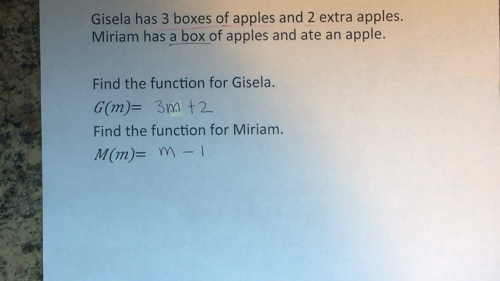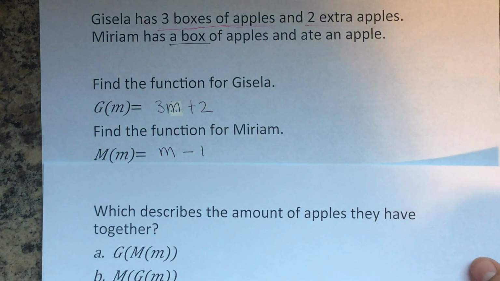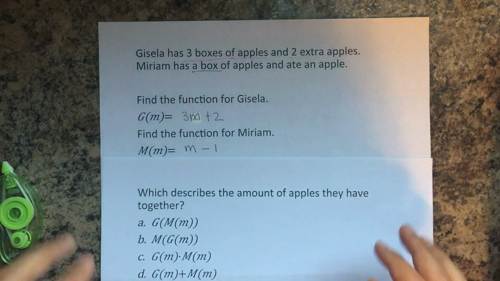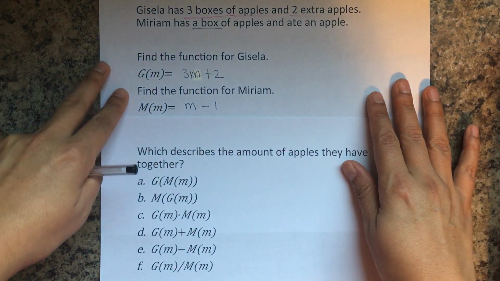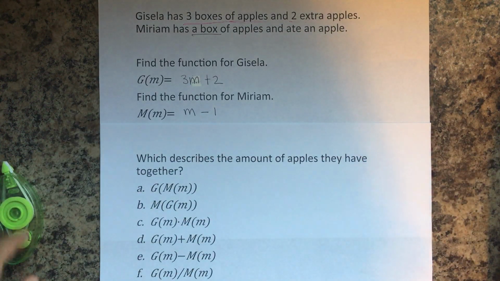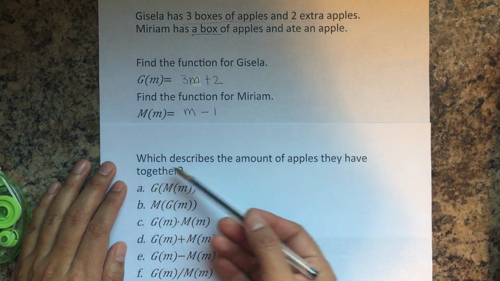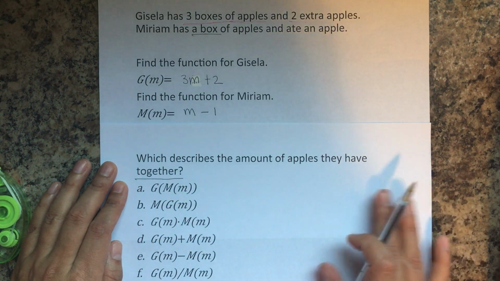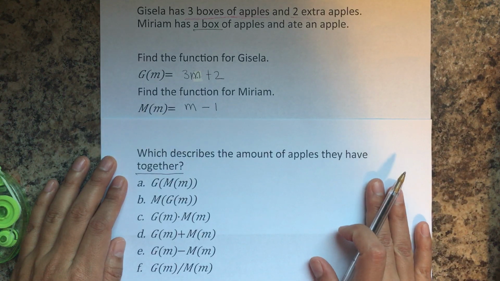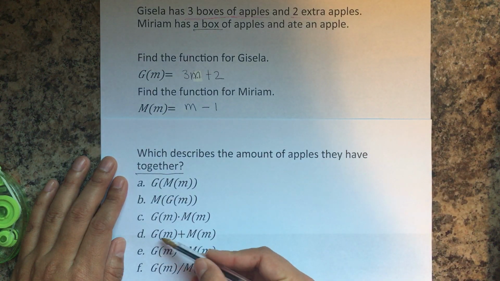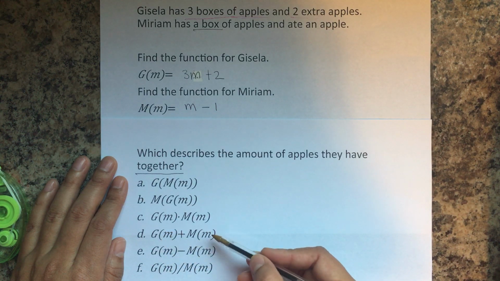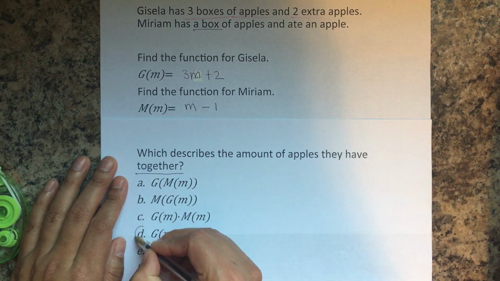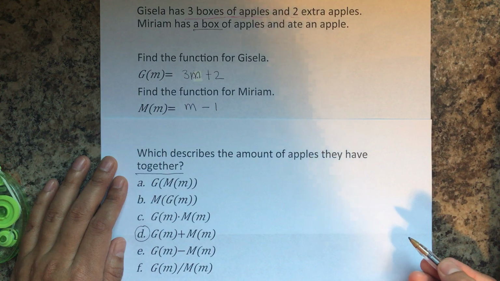And then we have the question. Which of these describes, and this goes back to lesson 1 of this unit, the amount of apples they have together. Okay, together you know that it means plus. So it's going to be g of m to represent whatever Gisela has plus m of m, which is to represent what Miriam has. So together, we add them together. So it's going to be letter D.